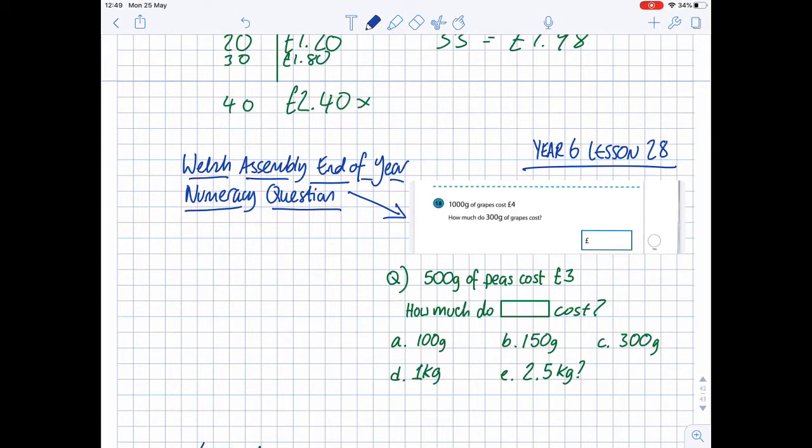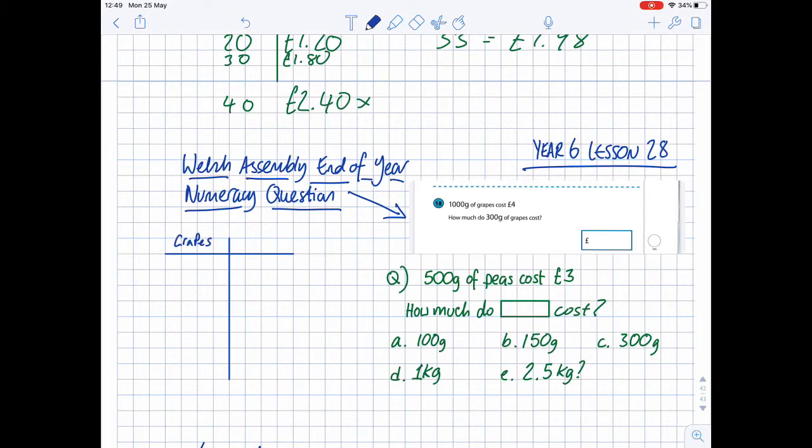Their question says, 1,000 grams of grapes costs £4. How much do 300 grams of grapes cost? Now, I really hope that you are familiar with making a little table for questions like this. If you're not familiar with it, start doing it, okay? It's really important. On the left-hand side of the table, I write the easiest thing, which I think in this case would be the grams, the weight or the mass of the grapes. So here, I'm just going to put grapes.